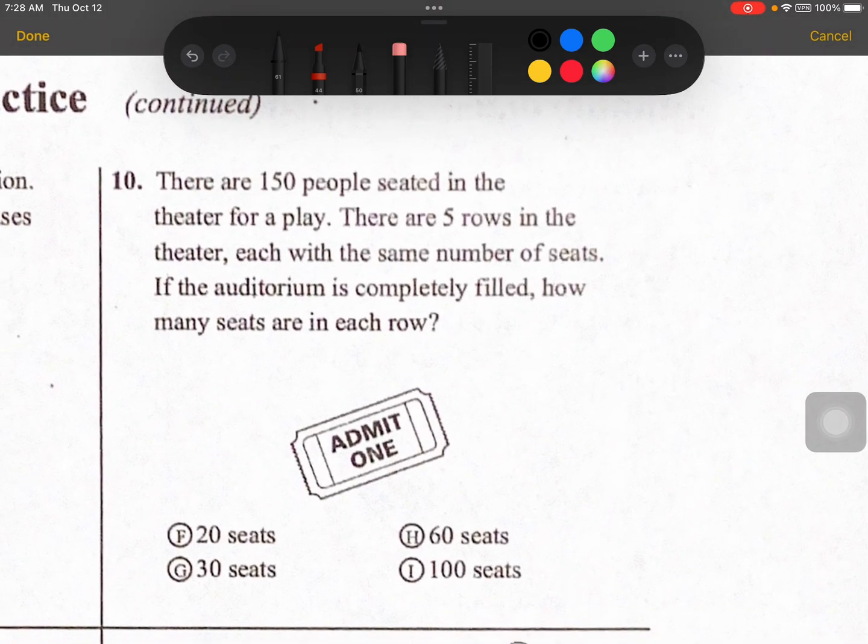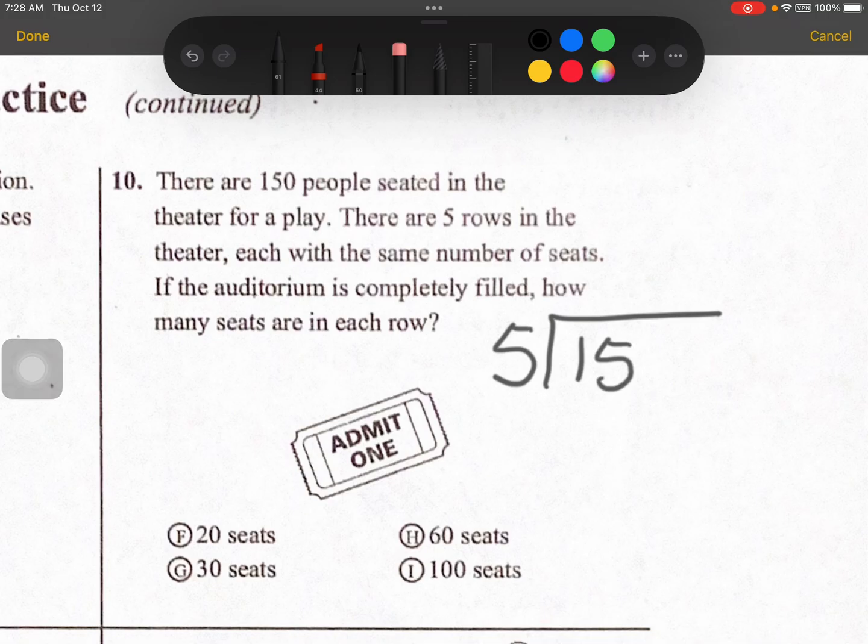Number 10. There are 150 people seated in the theater for a play. There are 5 rows in the theater, each with the same number of seats. If the auditorium is completely filled, how many seats are in each row? So 5 rows and 150 people. Go ahead and figure out your math.